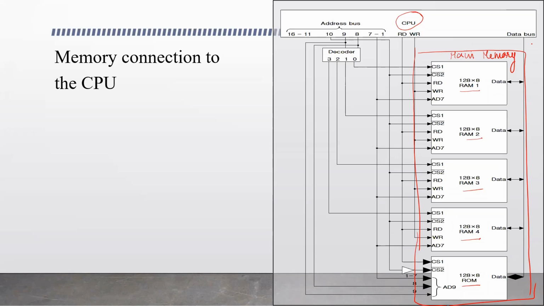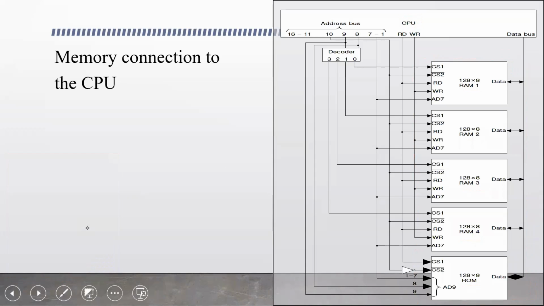And this data bus, you can see it clearly. This is our main memory. All these chips together make the main memory. And the data bus is to carry the information between the main memory and the CPU. The CPU uses these control lines, read and write, to instruct the memory to perform the operations of reading or writing.